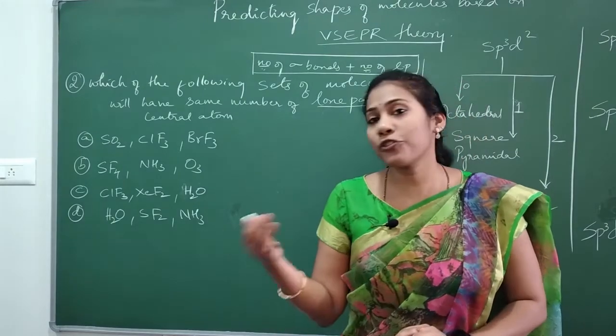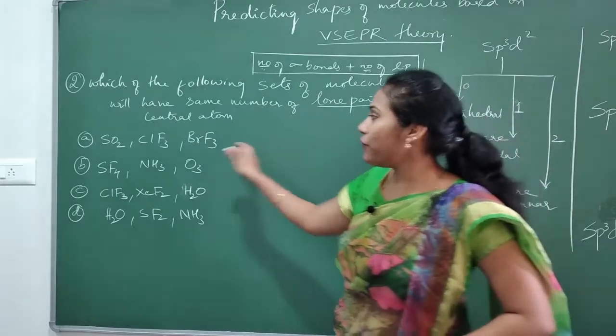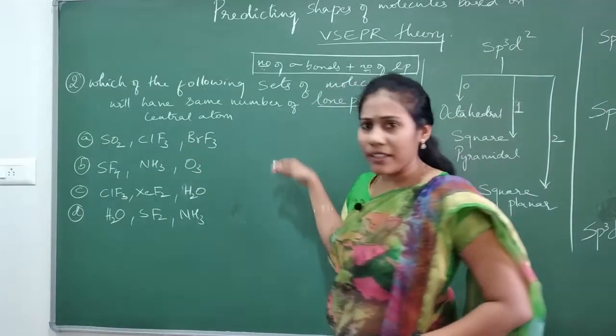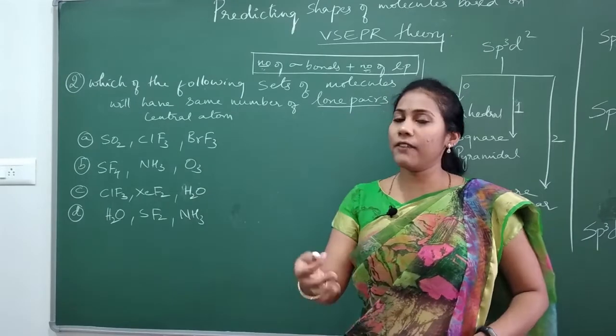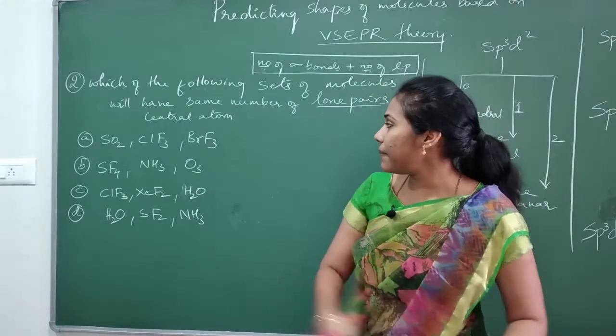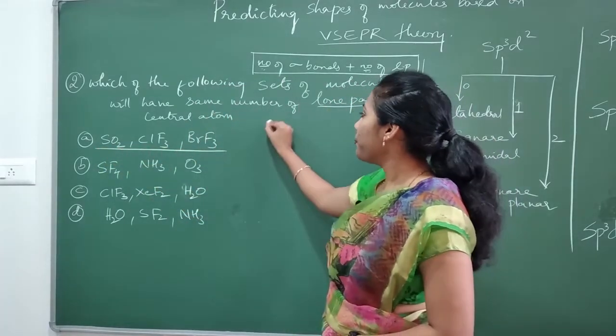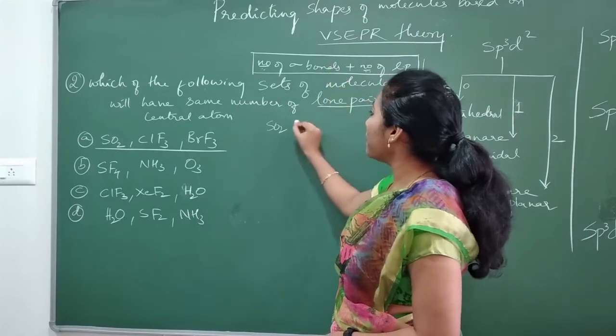And you should use a trick on hybridization here. Try to find the hybridization. In the course of finding hybridization itself, you will find out how many lone pairs are there. Okay, so let us apply a trick here. Consider the first option, SO2. Apply this formula on SO2.